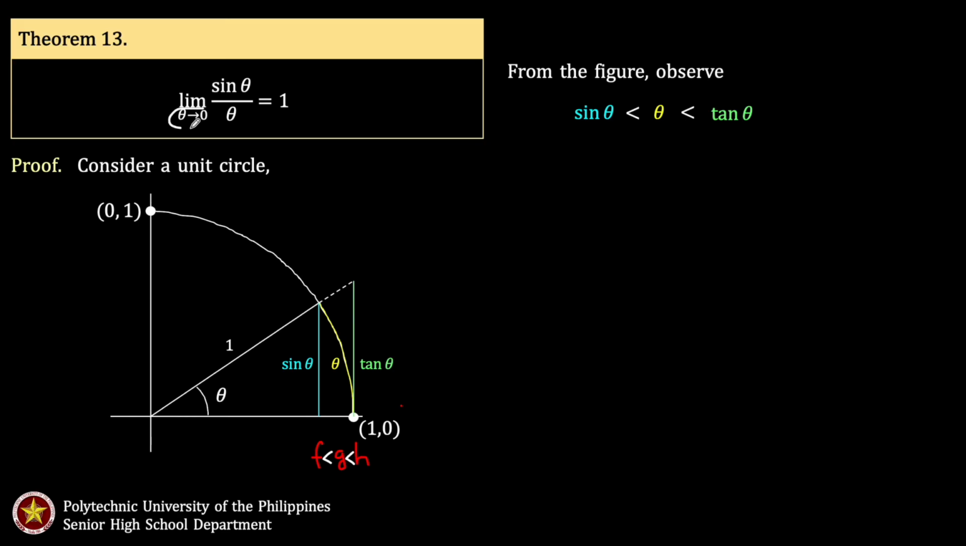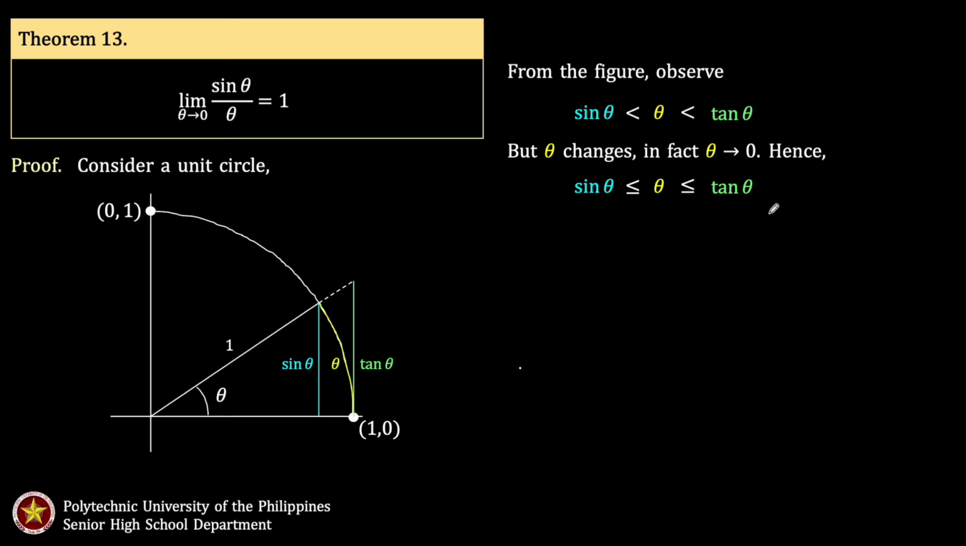Notice that theta is approaching 0. So if theta is approaching 0, eventually theta will reach 0 itself. So if we try to evaluate or substitute 0 for theta, we have this: sine 0 degrees less than 0 less than tangent 0 degrees. Okay. Sine 0 is equal to 0. This is 0. Tangent 0 is 0. So here, these are now equal to each other. So we can say that the inequality will change from the less than symbol to less than or equal to.